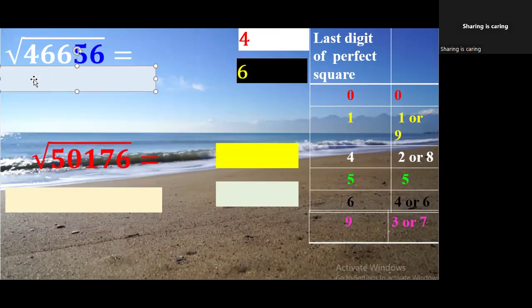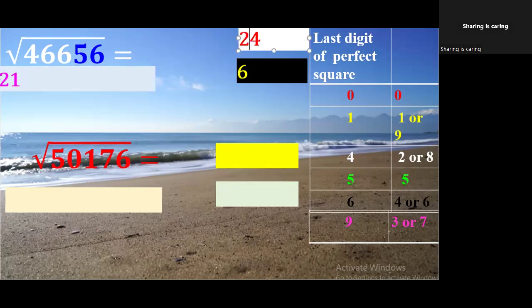20 times 20 is 400. Okay. So just write 21 times 21. It will be 441. 22 times 22, it will be 484. Therefore, it should be 21. 21 times 21 is closest to 466.